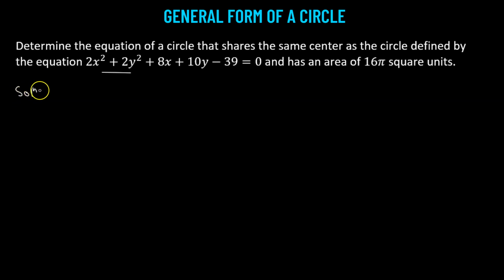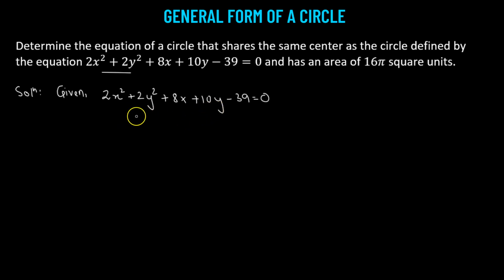So we'll start with our given circle. Here we are given the equation of the circle. That's 2x squared plus 2y squared plus 8x plus 10y minus 39 equals 0. Now from the circle, we can extract two pieces of information. One would be the center of the circle and the other would be the radius of the circle.